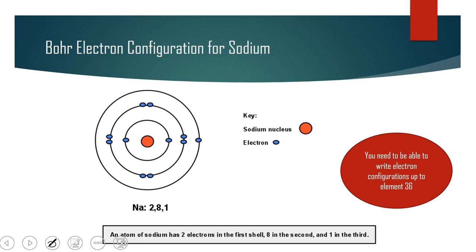If we look at sodium, you may remember that we put 2 into the first shell because the first shell can hold 2 times 1 squared, which is 2 electrons. Once that is full, we move on to the second shell, which can hold 2 times 2 squared, which is equal to 8. Once we've filled that, we start filling the next shell, so we put 1 in the shell after. We continue to do this all the way up to, for us, element 36, which is the last electron configuration we need to be able to do.